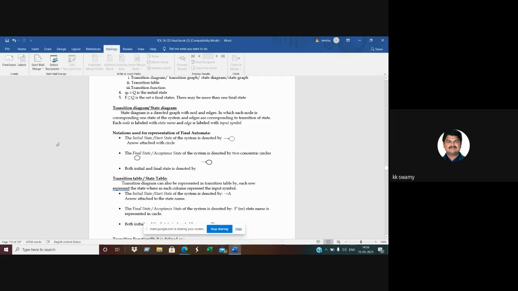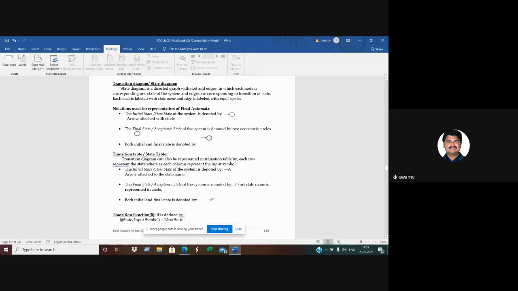Next is the final state. How do we represent the final state? The final state is represented by a double circle. If you write the state within a double circle, that is called the final state. Afterwards, a state that is both final and initial is represented with both marks, like this. The states are represented by small circles, and we have different kinds of states: the initial state, the final state, and normal states.